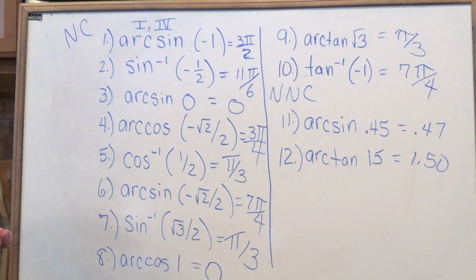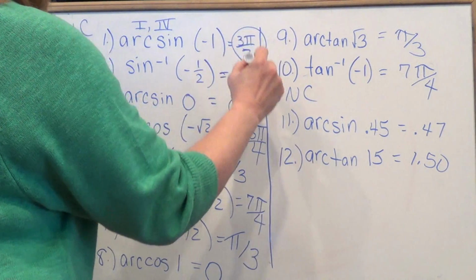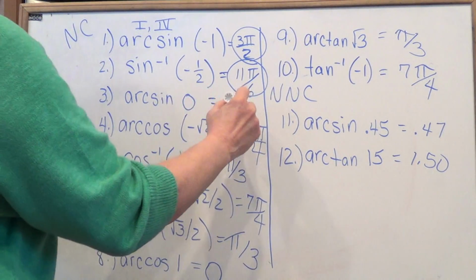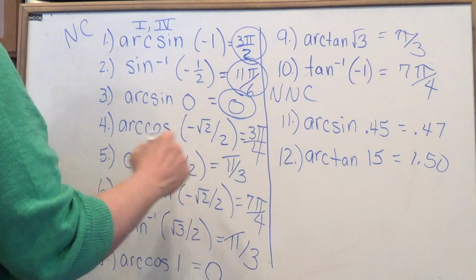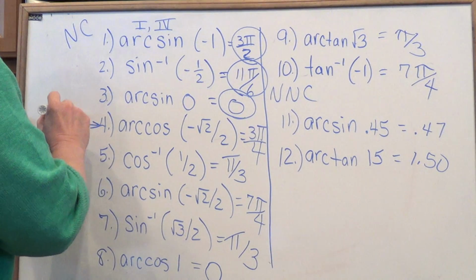All right, hopefully you've turned the video back on and you've seen the answers. Remember, for arc sine, you can only look in the first and the fourth quadrant, but for arc cosine, you may only look in the first and the second quadrant.